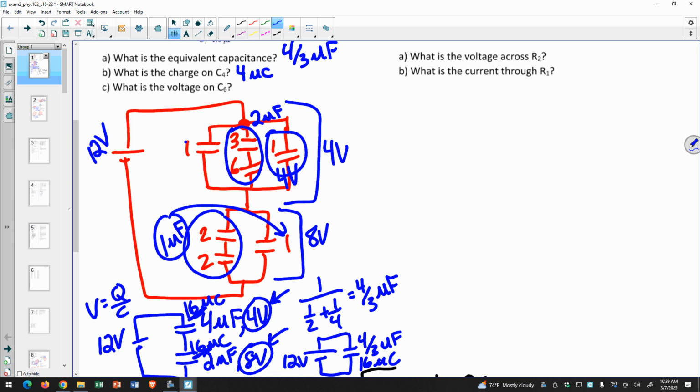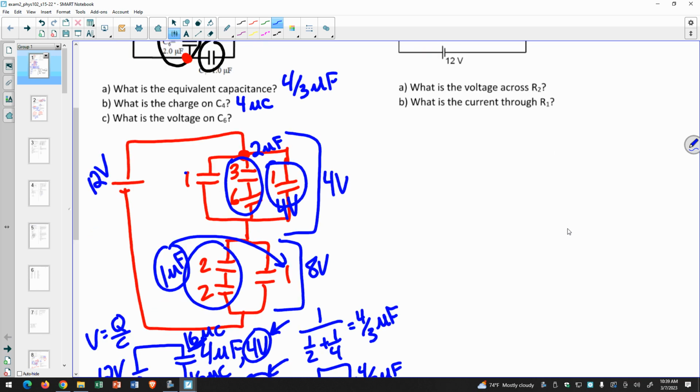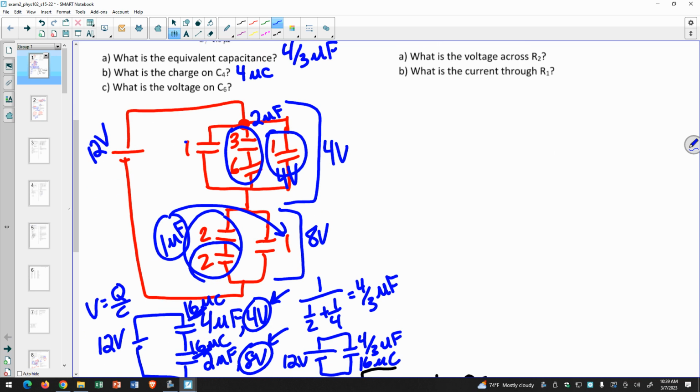And then the voltage on C6. C6 is this capacitor. Well, I know that I have 8 volts here, and then I have 8 volts across both of these capacitors. So that voltage is going to be, what, do you know? 4, right, because 2 identical capacitors will split that voltage evenly. That's true for resistors too, so I have 4 volts there.